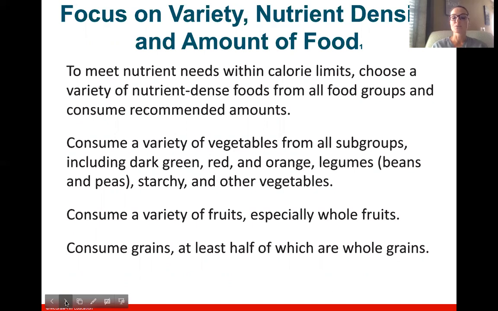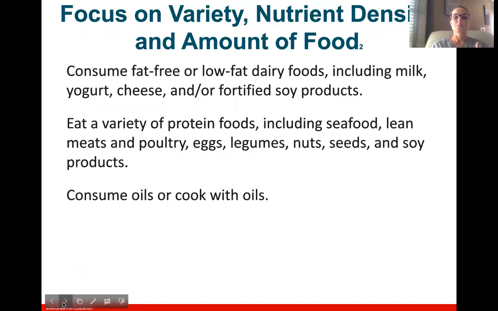So eating vegetables from all kinds of different sources, eating a variety of fruits, and then making sure that when you're consuming grains, at least half are whole grains. Consume fat-free or low-fat dairy products, eat a variety of protein foods, and then consume oil or cook with oils and try to limit your use of butter.